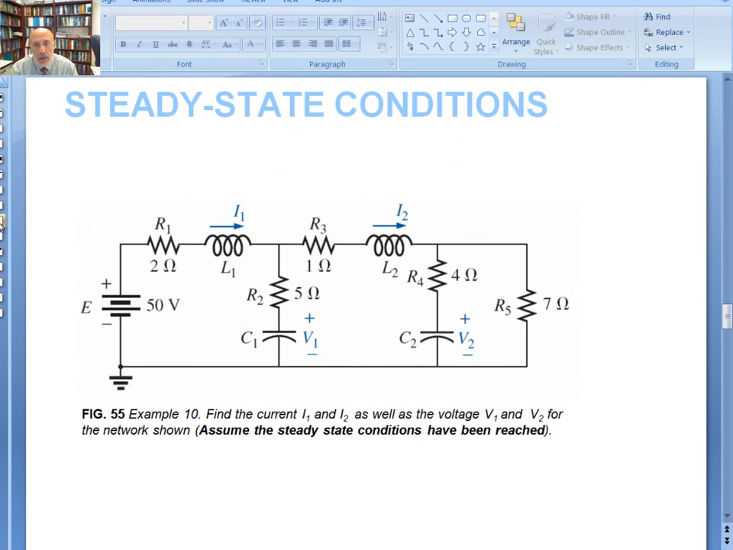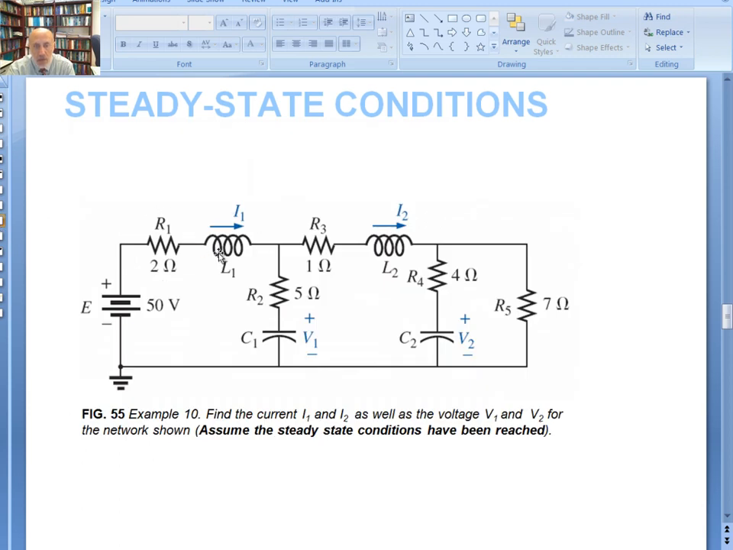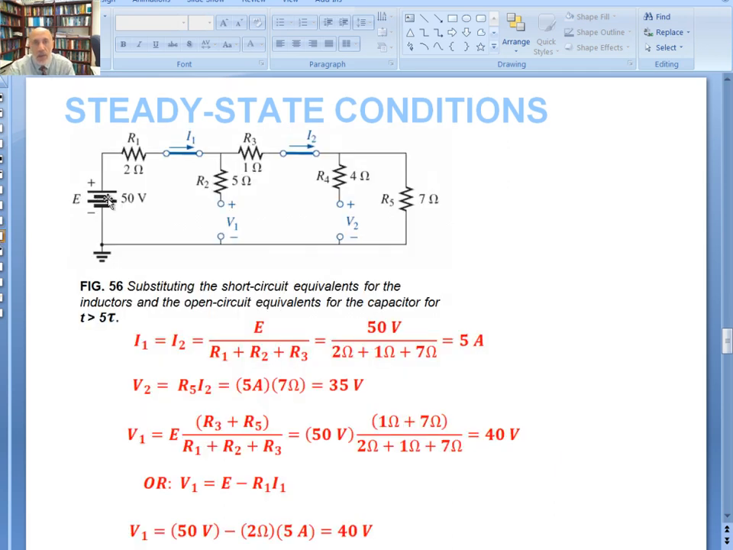Another example says find the currents I1 and I2, and the voltages V1 and V2, assuming the steady state condition has already been reached. So you draw the equivalent circuit. If there's an inductor, you replace it with a short circuit. If it's a capacitor, you replace it with an open circuit. So if you look at the steady state equivalent circuit, there's a short circuit here, there's a short circuit here, there's an open here, and an open here for the capacitors. So if I look at the current I1, there's no current flowing in here, so all that current is going to go around the loop. So you just add up all the resistors in that loop.